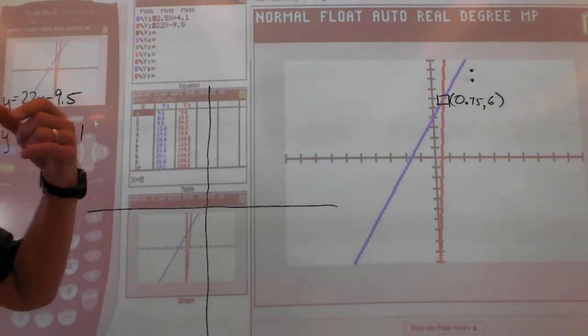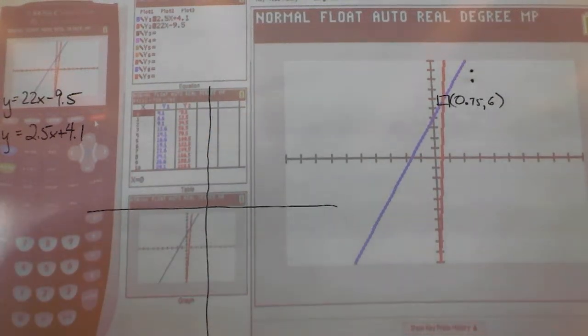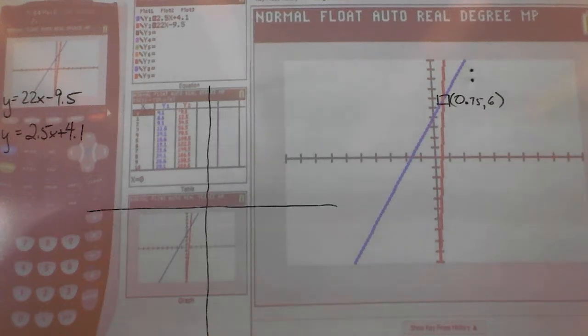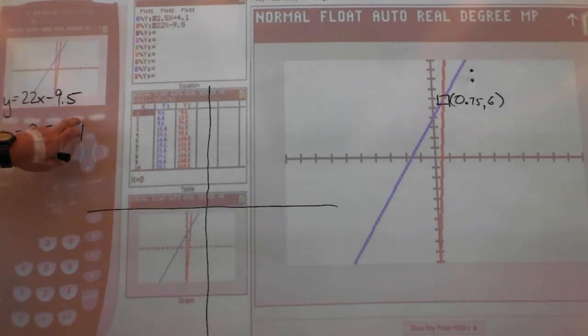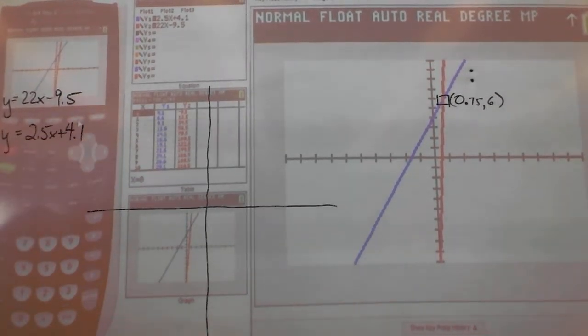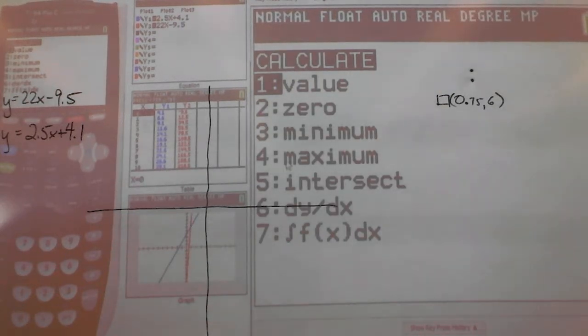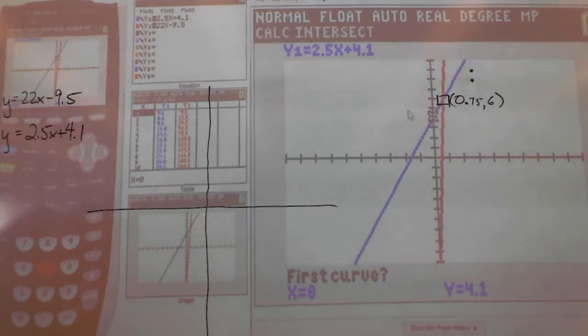However, to get a much more accurate idea, what we do is we simply take the second button, which is the blue button in the upper left-hand corner, and the trace button, which is up here on the top row right beside graph. And if we press second trace, that gives us a bunch of possible calculations. We want to calculate the intersection, so we want option 5. So if you press 5, it takes you back to the graph, and it asks you 3 questions, which you will answer yes to by pressing the Enter key.